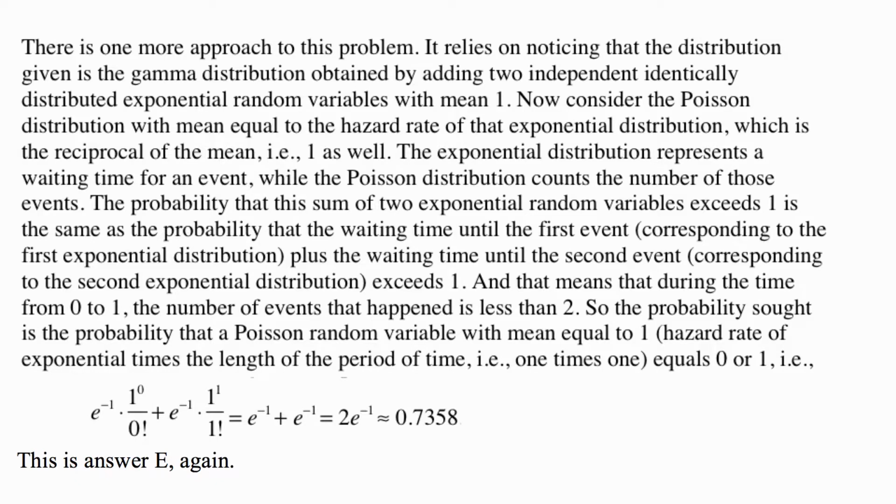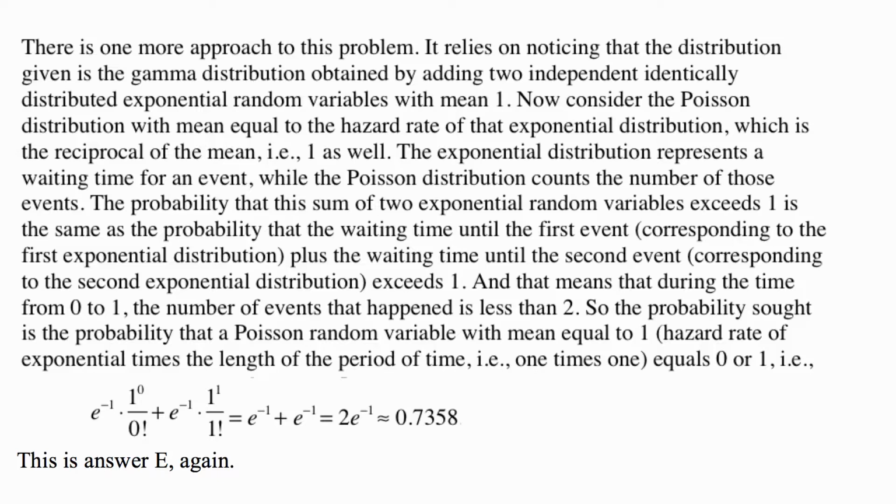Well, definitely tested a lot by the Casualty Actuarial Society, not so much by the Society of Actuaries. But nevertheless, we're talking about the basic properties of Poisson distribution and the exponential distribution here. So the number of those events, which is the value of the Poisson random variable with mean equal to 1, is either 0 or 1, less than 2. The only non-negative integers less than 2 are 0 or 1.